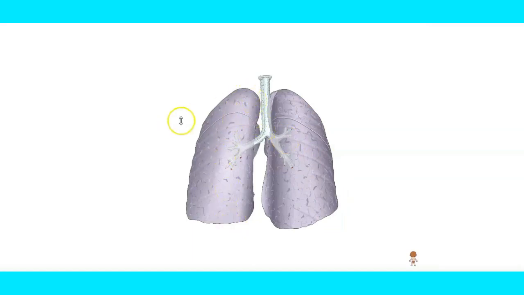You have a superior lobe for the right. This is the left and this is the right. You have a superior lobe and an inferior lobe. It has a middle lobe also, but it's not clearly shown here. Then for the left side, you have a superior lobe and an inferior lobe. Then this is the trachea, right? And this is the tracheobronchial tree.